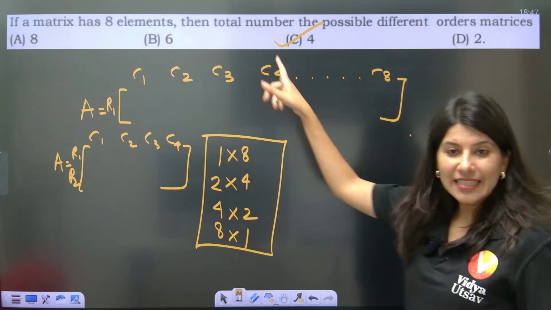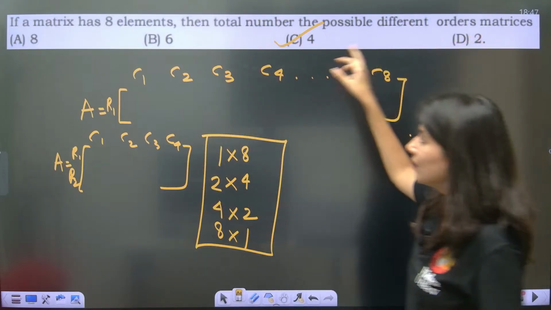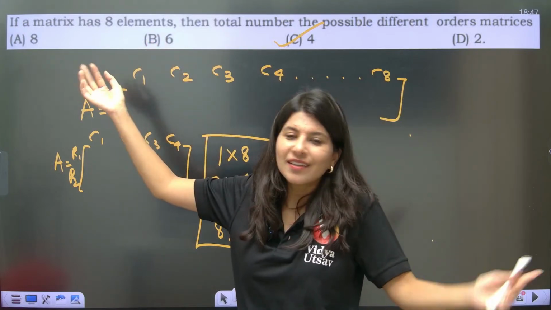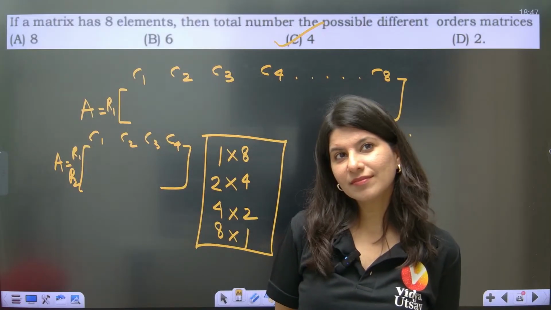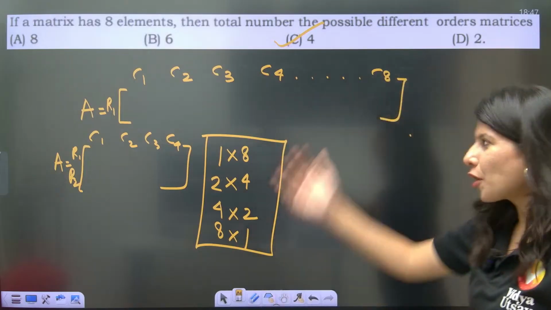So option C is what? Chicken biryani. Option D is what? Dum biryani. Option B is what? Just biryani. Option A is, option A, you tell me for option A.